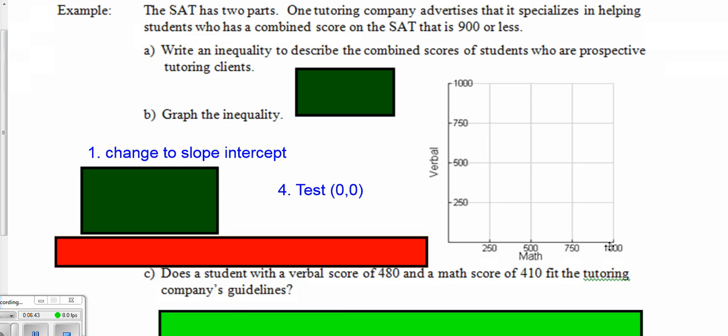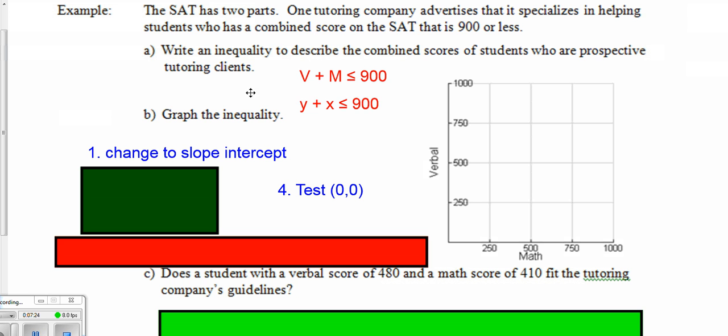Notice that on this little graph, math is on the x-axis, verbal, those were the 2 parts of the SAT, math and verbal scores. Your verbal is on the y. So for our inequality, our math plus our verbal has to be less than or equal to 900. In our terms, math was x, verbal was y, so we would say y plus x is less than or equal to 900. Take your 2 scores and add them up. If it's less than or equal to 900, we can help you with this tutoring place.